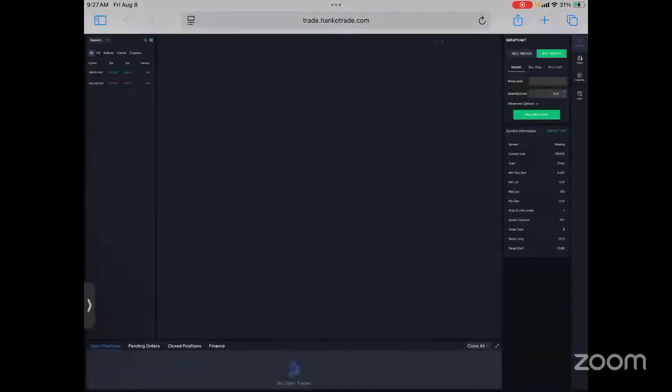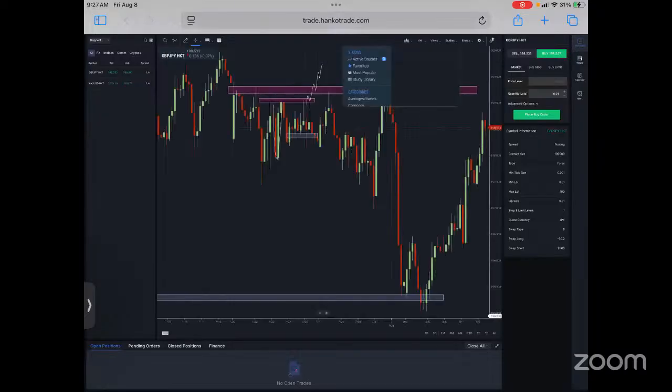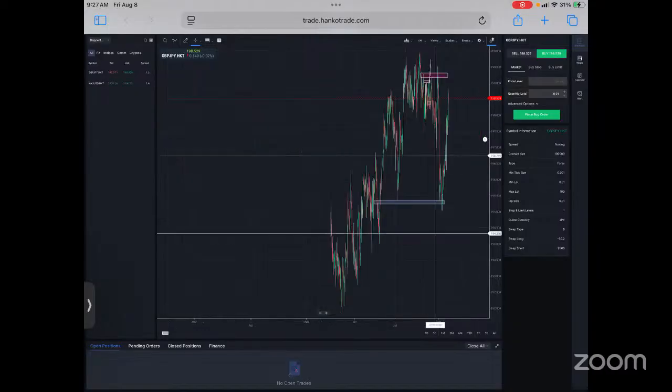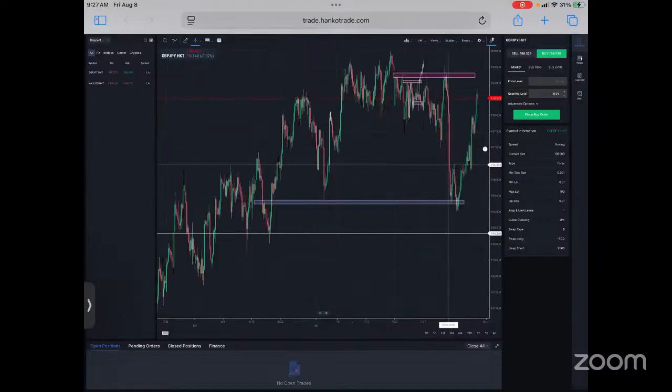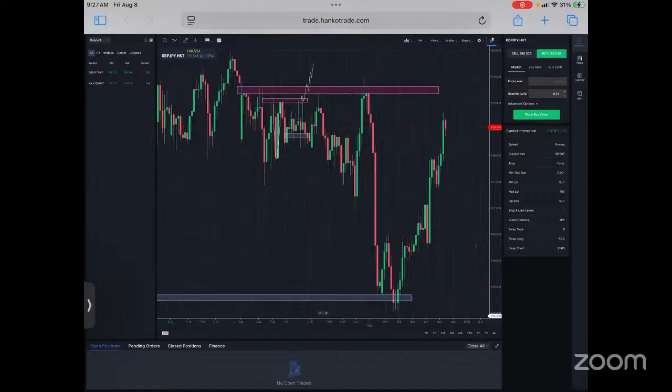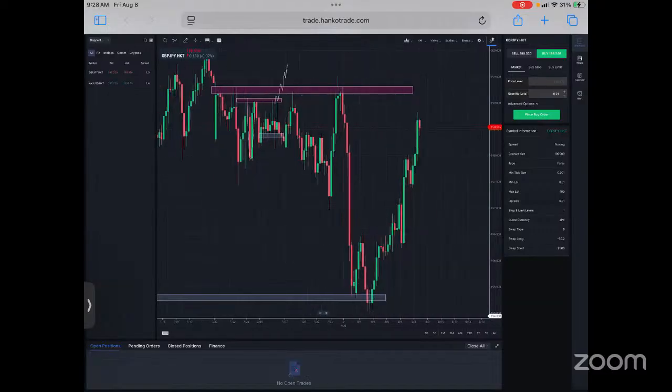All right, and for those that use Hanko Trade, we could do the same thing on Hanko Trade. I actually have it pre-drawn on there. I was looking for buys at one point, but GJ never broke. It never came above this purple zone, right? And it looks like we're heading to this purple zone.